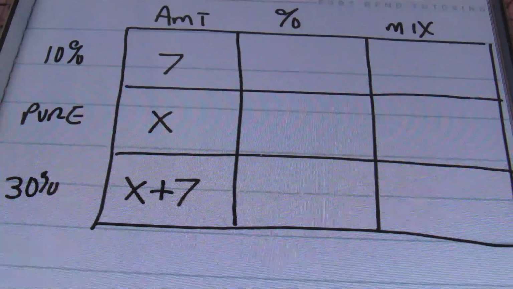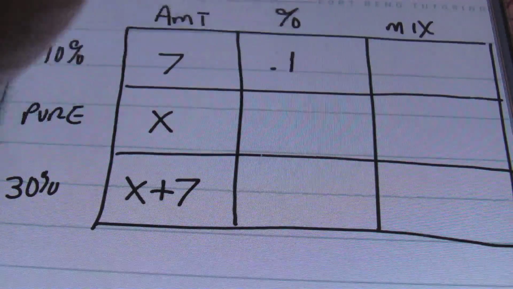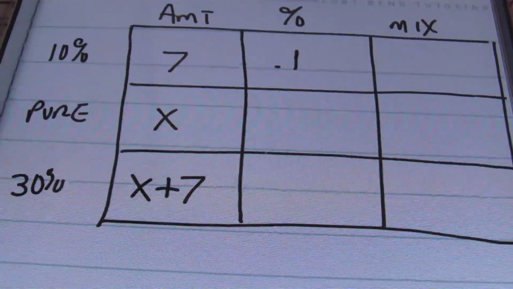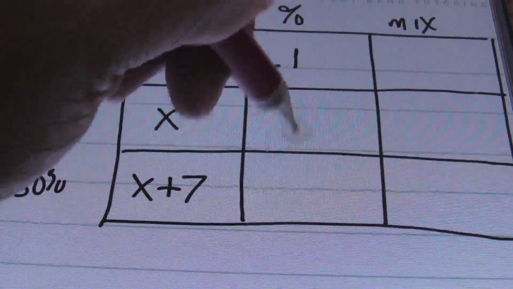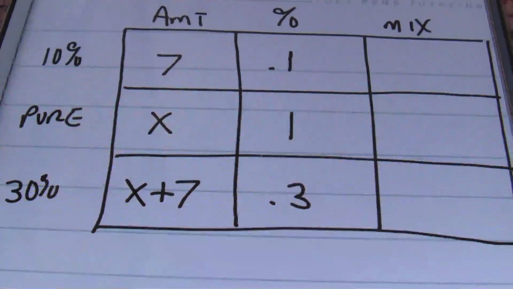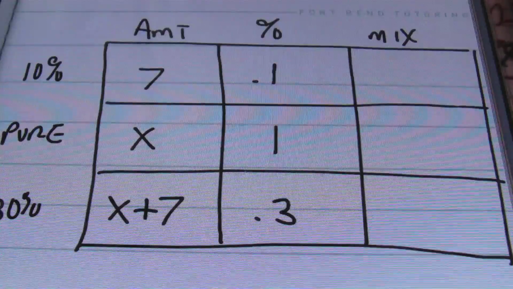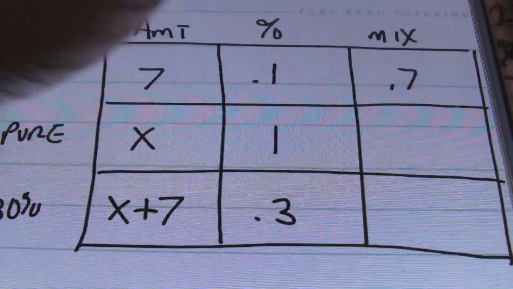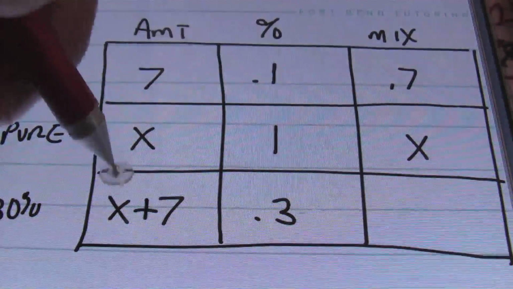From there, I'll be converting every single percent into decimal notation. So 10% will be written as 1/10. If something is pure, it's 100%. Therefore, written as a decimal, that'll just be 1. My 30% is going to be 3/10, and remember, we'll be multiplying the first column times the second column in order to get the third column. 7 times 1/10 is just 7/10. Multiplying x times 1 gives me x, and then finally, x plus 7 times 3/10, I'll just write that as 3/10 times x plus 7.